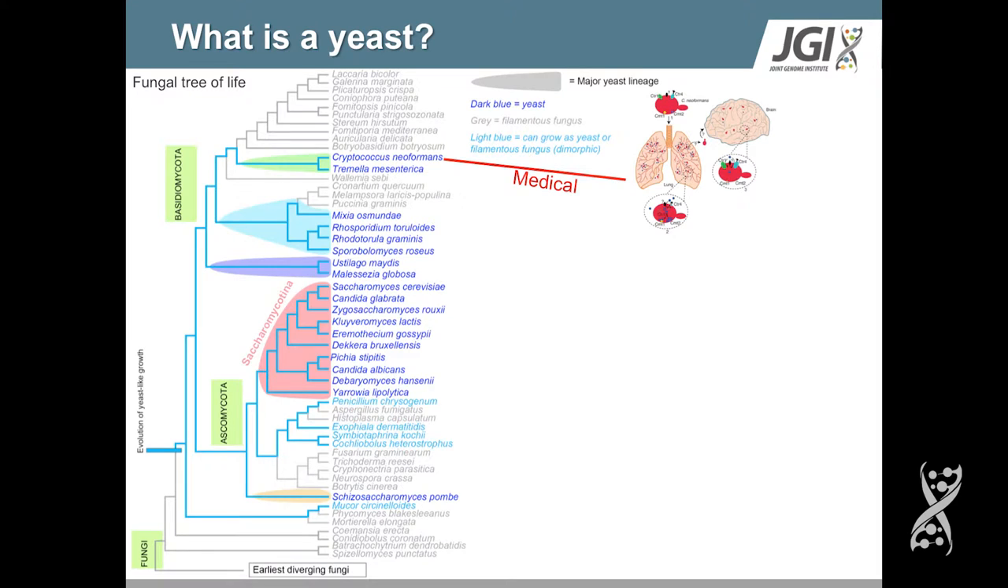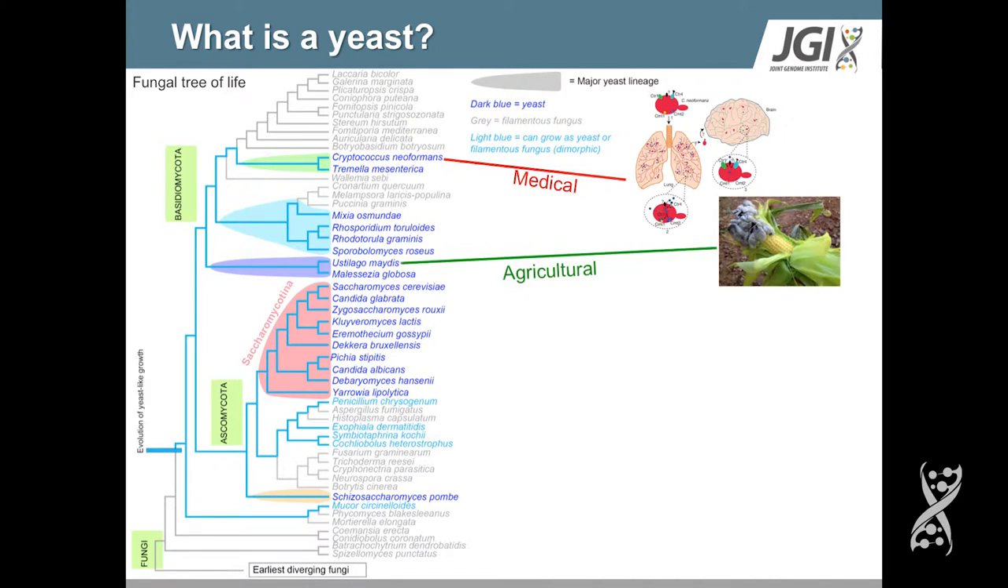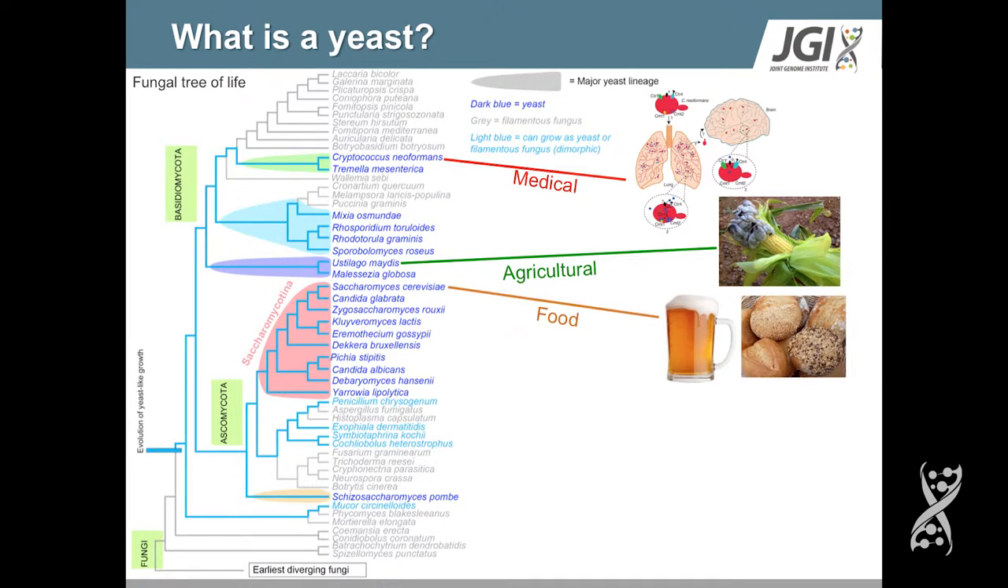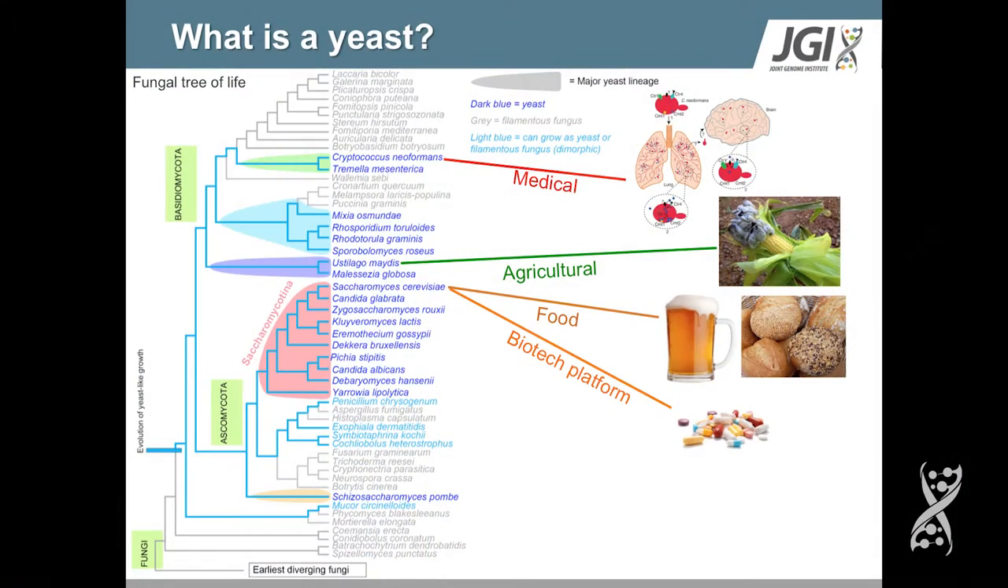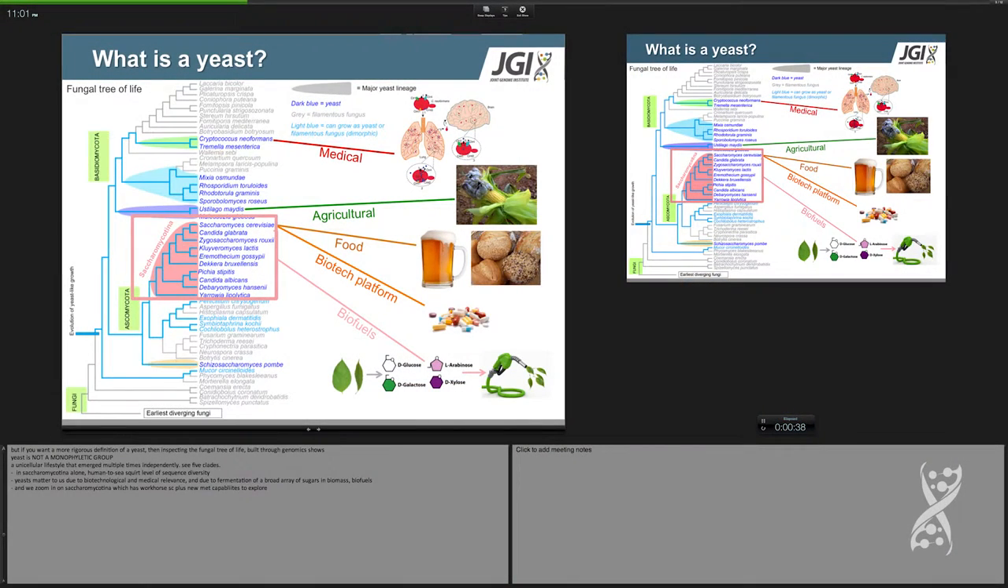So yeasts matter to us in a lot of ways. They can be human pathogens, they can be plant pathogens and thus affect agricultural yields. They're important to us, as many of us well know, in food, beer and bread production. Particularly Saccharomyces cerevisiae, which is also useful as a biotechnology platform in producing recombinant proteins and pharmaceuticals. And owing to the abilities, especially within the Saccharomycetina subphylum, to assimilate and ferment the diverse array of sugars found in plant biomass, biofuels. So these are just some of the reasons we care about yeast and that we might go ahead and sequence their genomes.